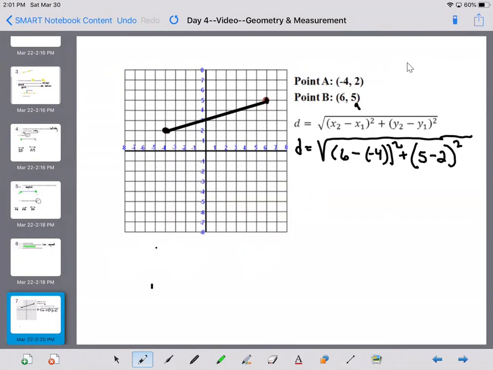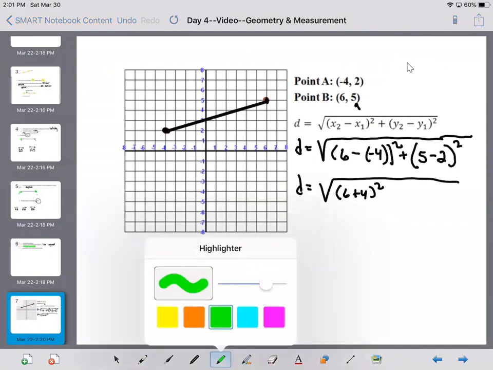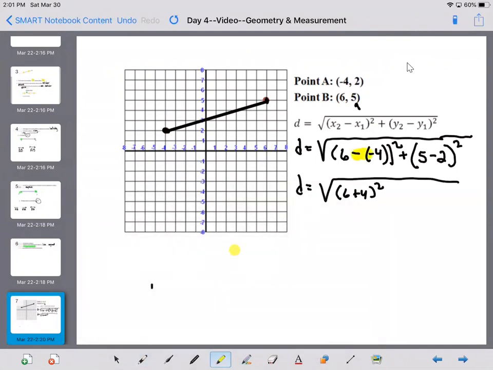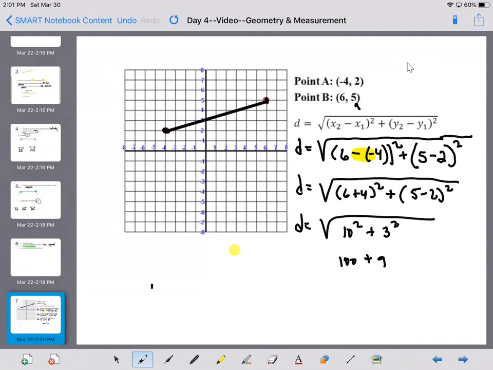So now we get distance equals the square root of (6 plus 4) squared. We have to change the sign right here, so that's going to become a positive. Plus (5 minus 2) squared, I'm just rewriting this. So distance will equal the square root of 10 squared plus 3 squared. Well, this is going to be 100 plus 9. So the distance is going to be the square root of 109.